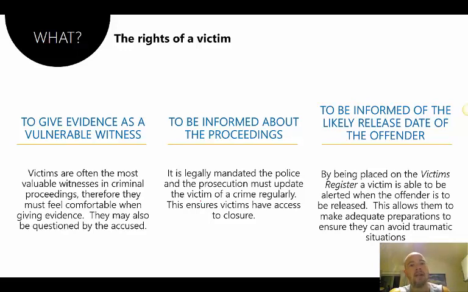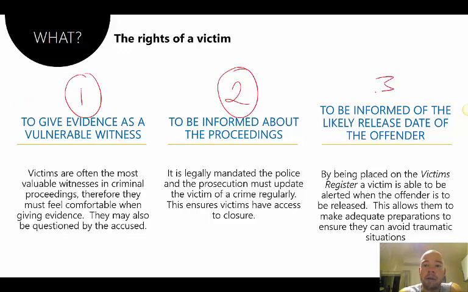But again, the study design is only asking us to know three, so we're not going to go over the top. Our three rights of the victim in criminal proceedings that we need to know are: 1, the right to give evidence as a vulnerable witness; 2, the right to be informed about the proceedings; and 3, the right to be informed of the likely release date of the offender. As I said, these are covered in a Victims Charter, which I'll touch on where you can find in a moment.